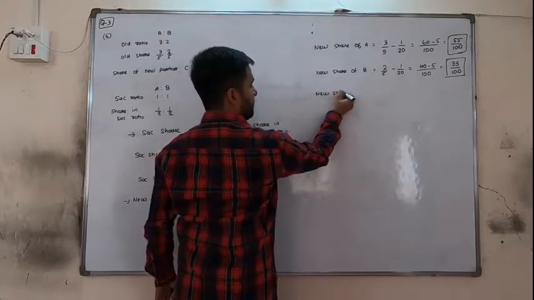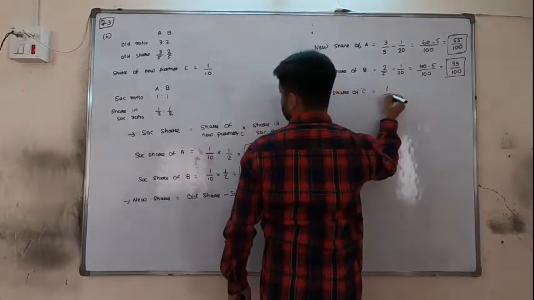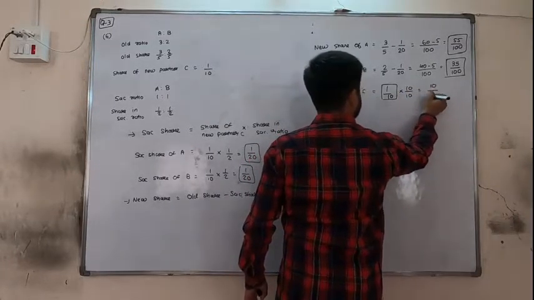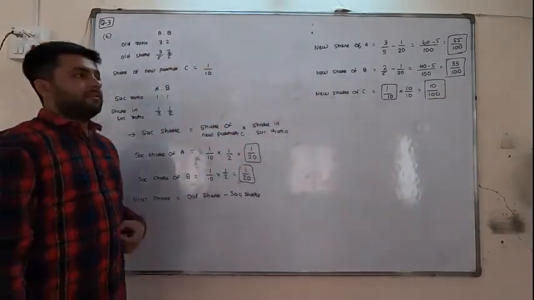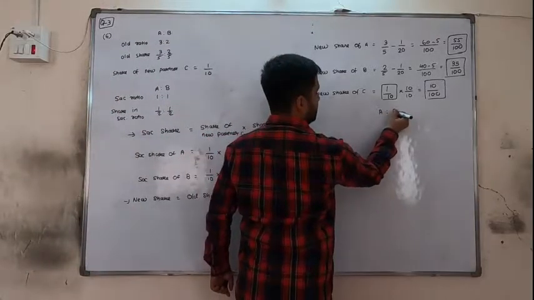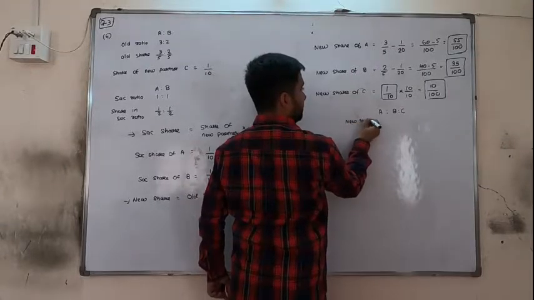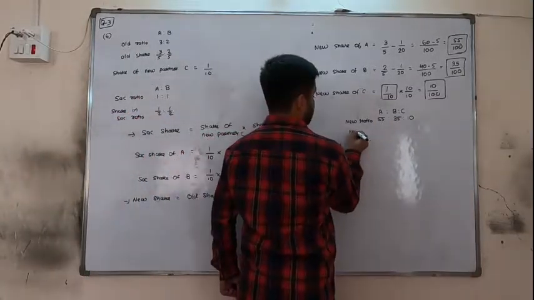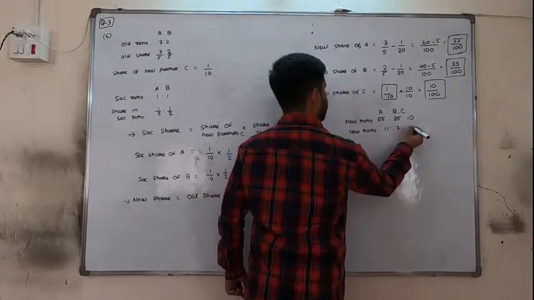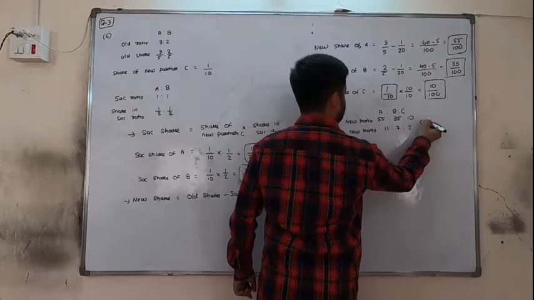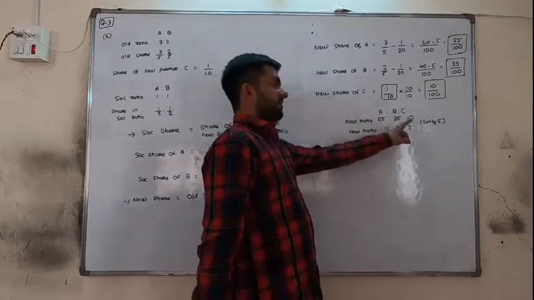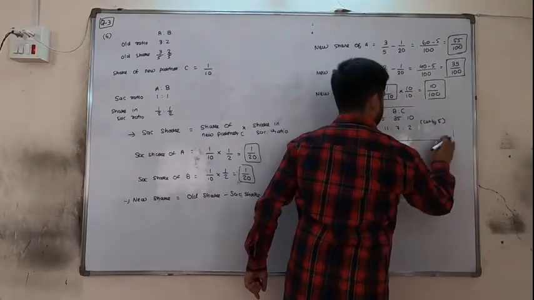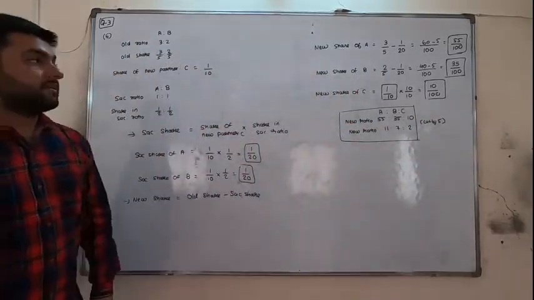Next, new share of C, share of C is 1/10. Now we have to multiply to make the denominator 100, we have to multiply with 10 here. So it will be 10/100. To make the denominator of C equal to 100, we have multiplied 10/10. So now A is to B is to C, new ratio 55:35:10. All are divisible by 5. So new ratio finally will be 11:7:2. Cut by 5. 55/5 is 11, 35/5 is 7, 10/5 is 2. Okay, so this is 6th sum.